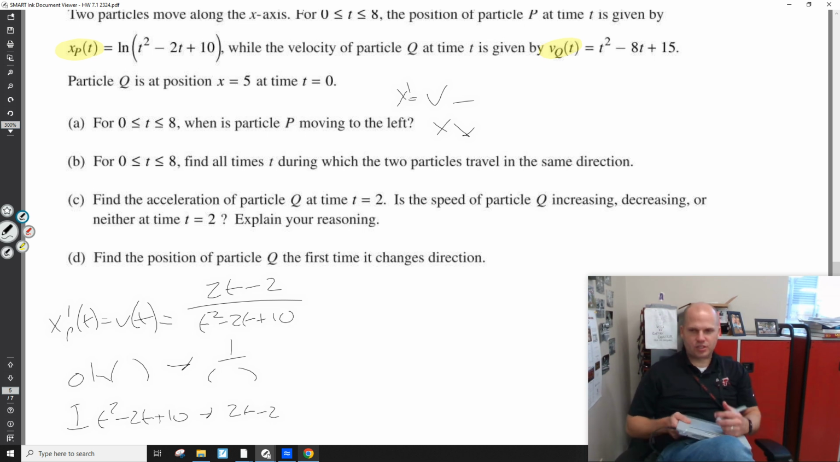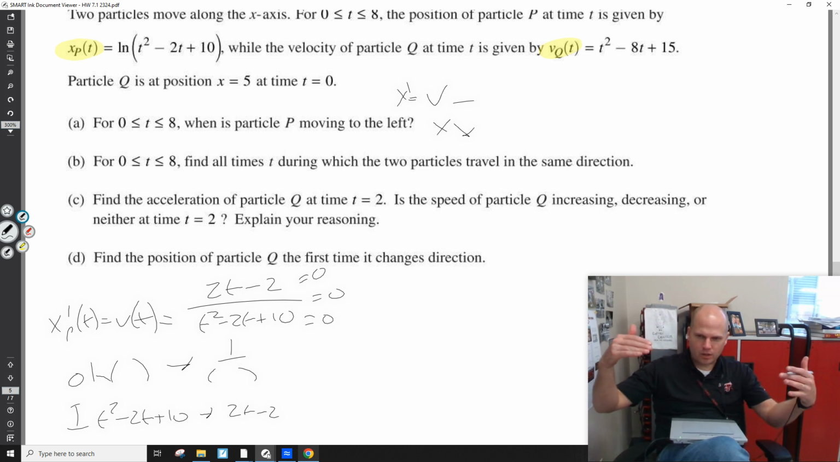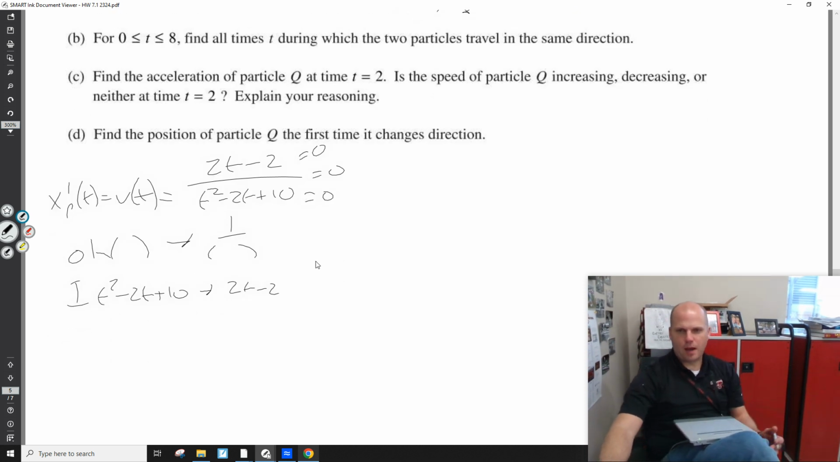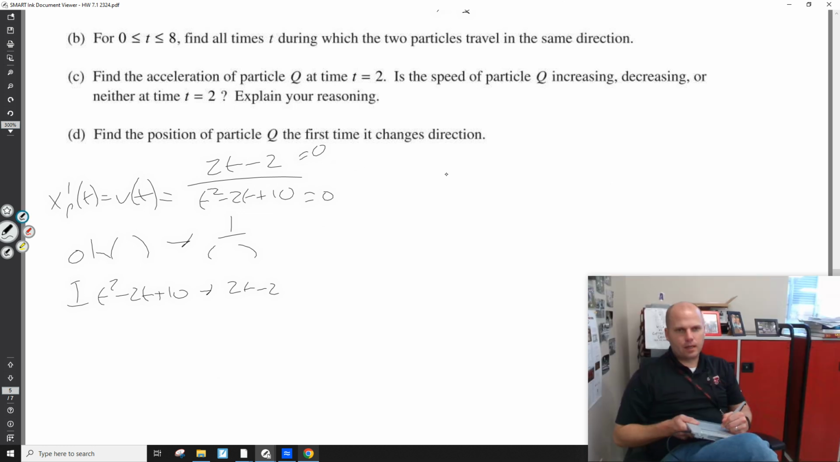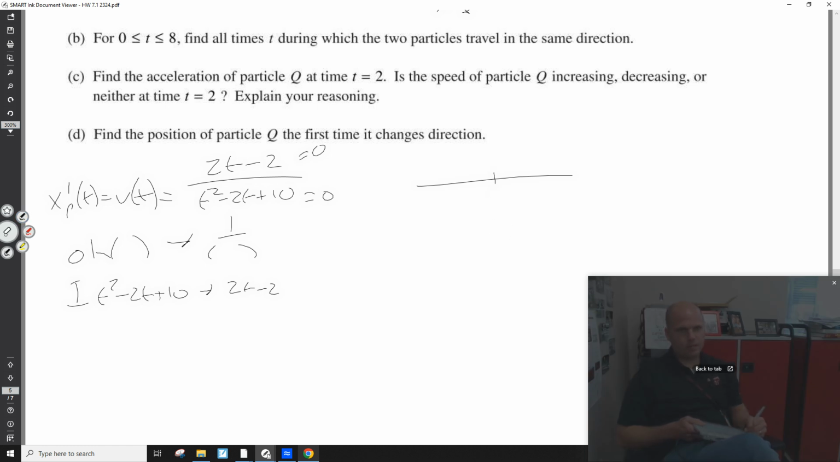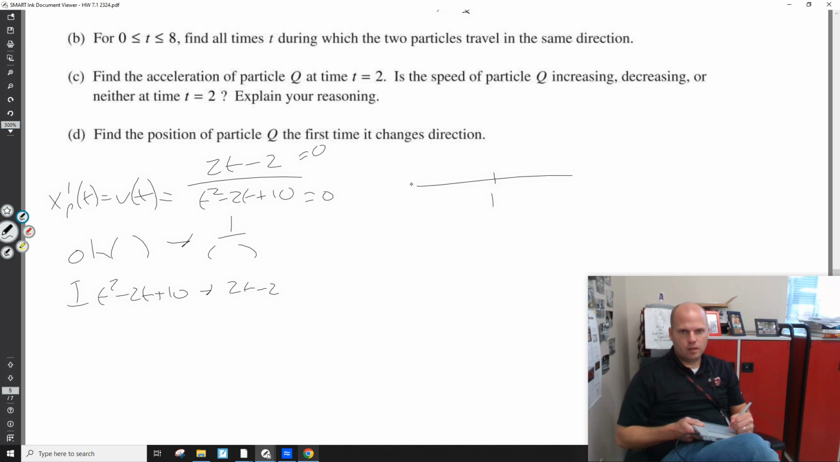I have to somehow do a sign analysis for this and set this equal to 0. Just remember, you got to figure out when you're 0 or undefined, those are your possible sign change points. I don't think I can factor this. I think this has to be greater than 0. I really think that t equals 1 is the only time when my derivative equals 0.